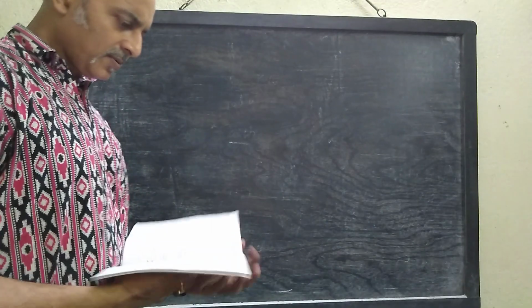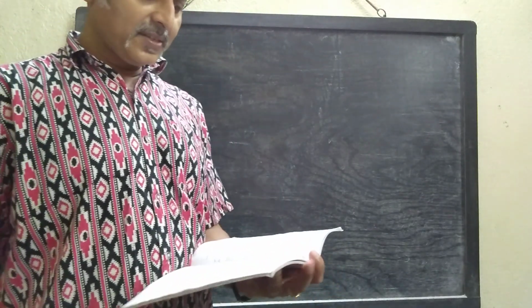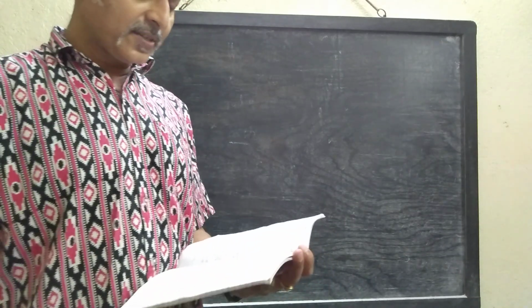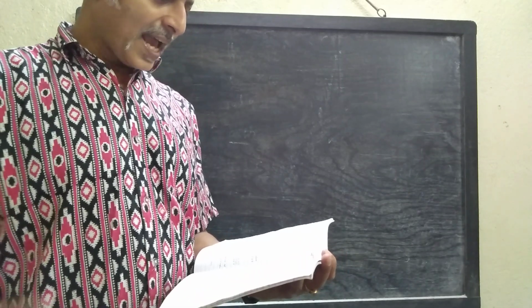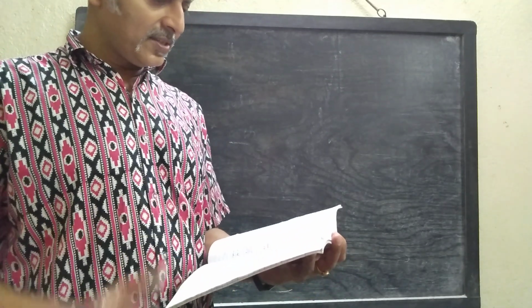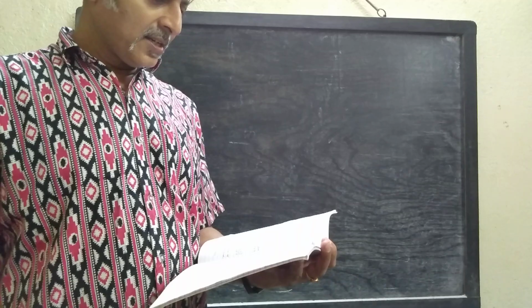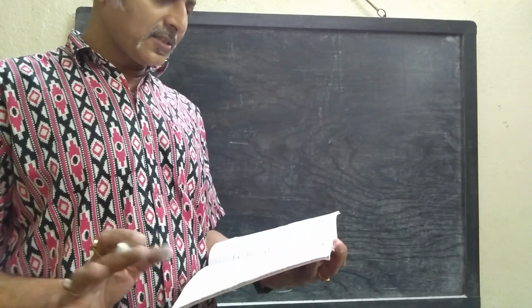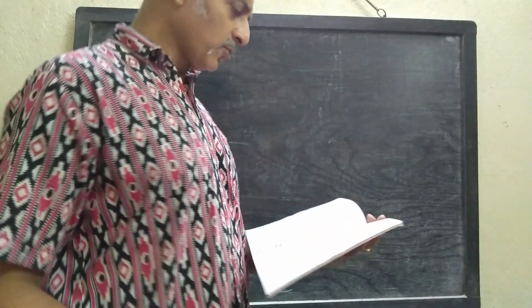I am reading the problem. Just listen to the problem first. A triangle ABC is inscribed in a fixed circle, that is, a circle having a fixed center and radius. The triangle is slightly varied in such a way that the vertices are always on the circumference of the circle. Then you have to show this.